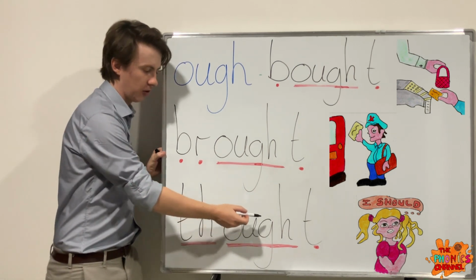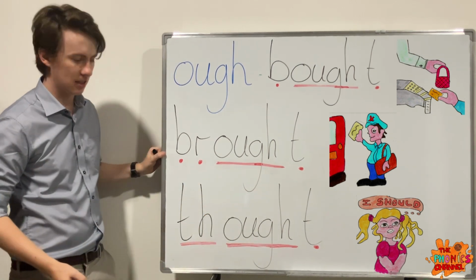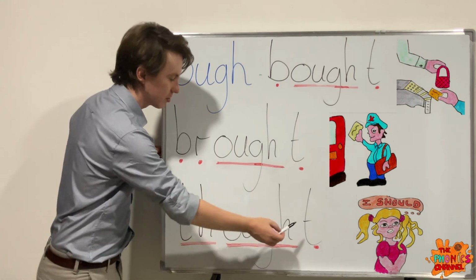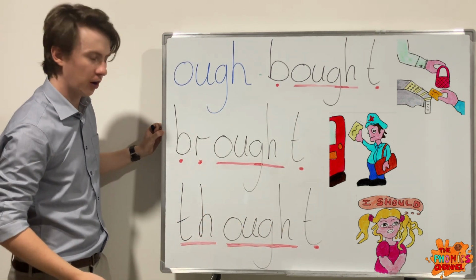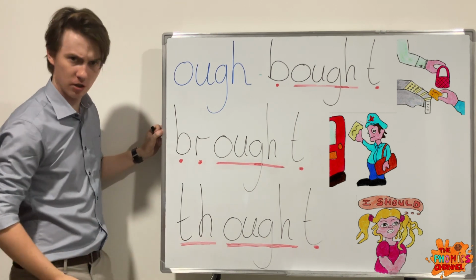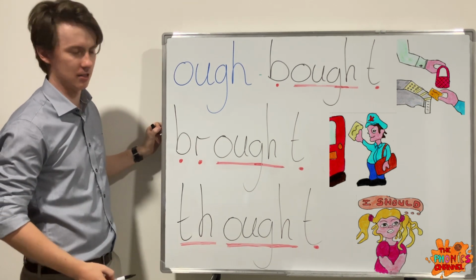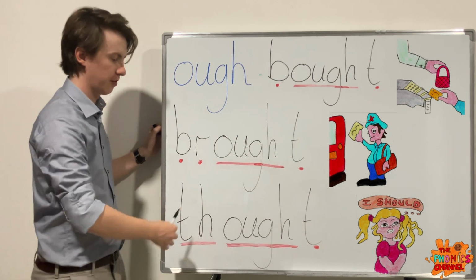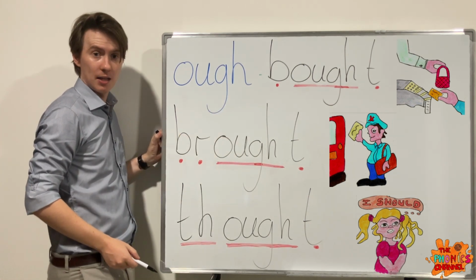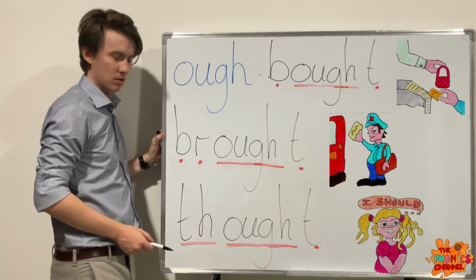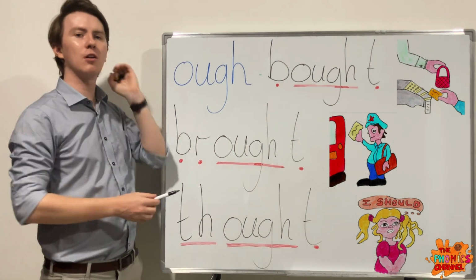How many letters does fought have? 1, 2, 3, 4, 5, 6, 7. 7 letters. How many sounds? Ought. 3 sounds there. We've got TH, digraph, making that sound as well. Ought, fought. These are all irregular past tense words. Okay, so let's go through them all again together.